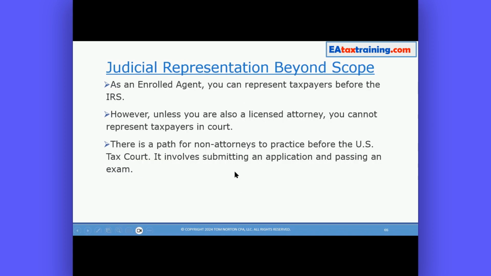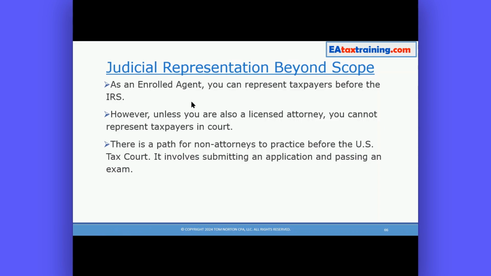If it goes to court, then you as the enrolled agent are kind of out of the picture. I say you're out of the picture. What it means is you can't represent the taxpayer before the court. You have to be an attorney to do that. You may still be involved behind the scenes. You may be supporting the attorney. The attorney's asking you for information. You're providing information, giving your opinion, and so forth. But you can't be the one that actually represents the taxpayer before the court. That needs to be an attorney.